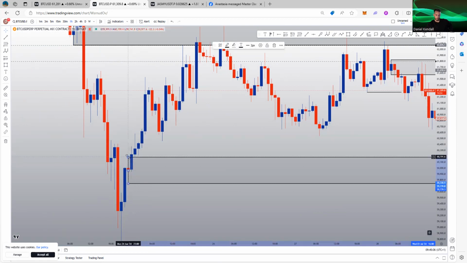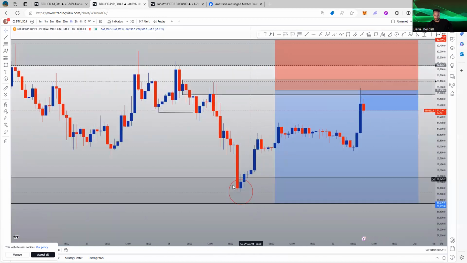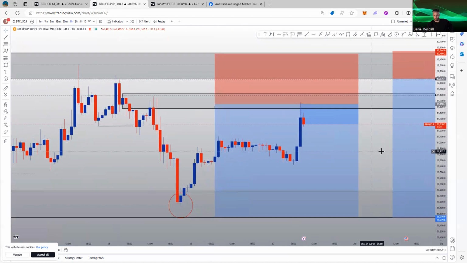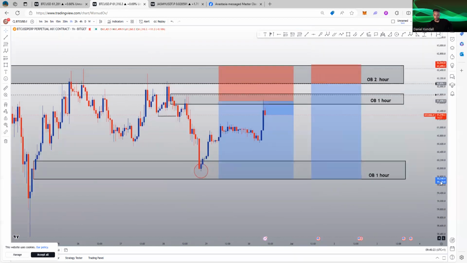Mark your zone from the top of the wick to the bottom of the wick, and drag it across. There's your rejection there, and you push up. But we kept this order block zone drawn across our chart, and eventually price is now coming back to it to fill it.